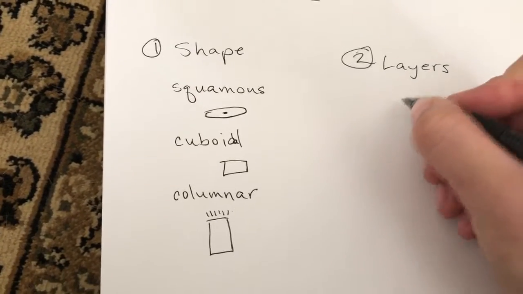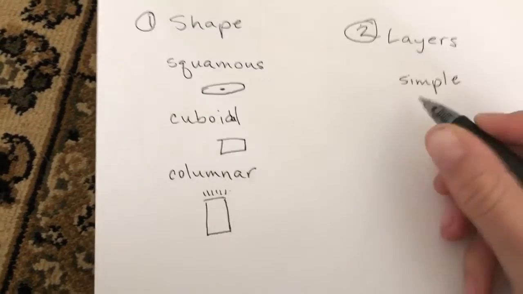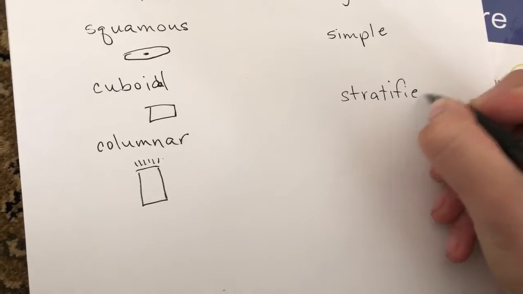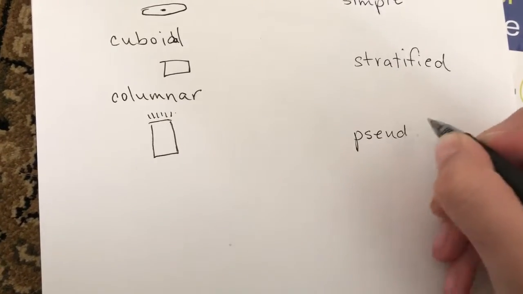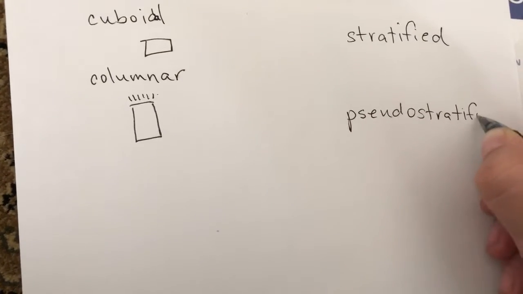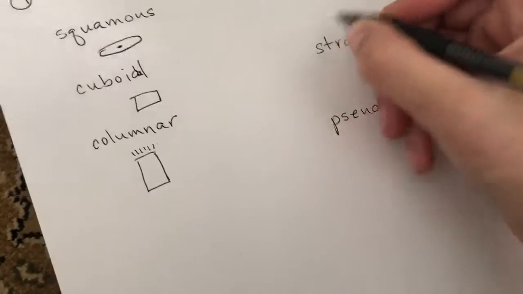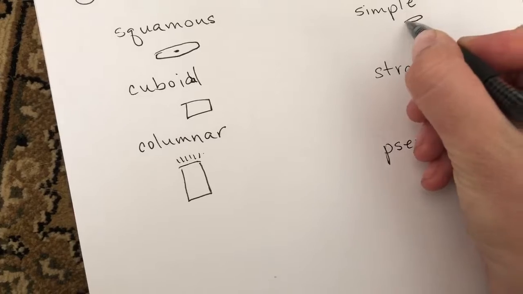Your three different types of layers are simple, stratified, and pseudo-stratified. And I think this is where I got most confused. Simple is entirely one layer after another. Now I'll try to do examples of all three types of simple.